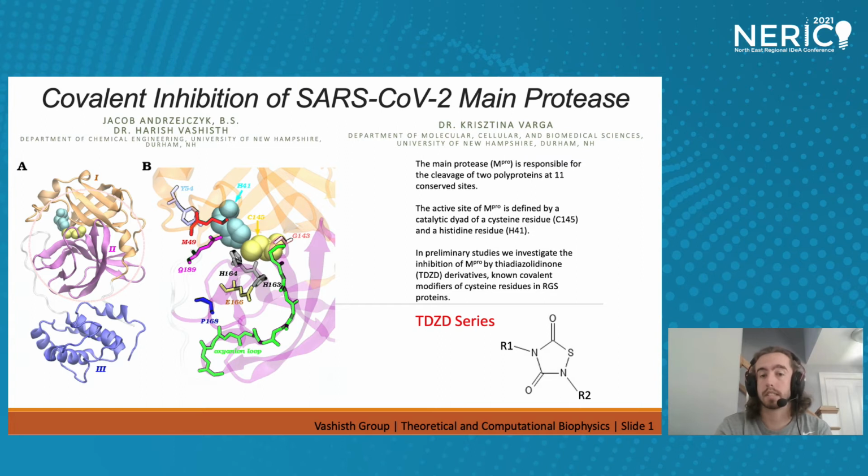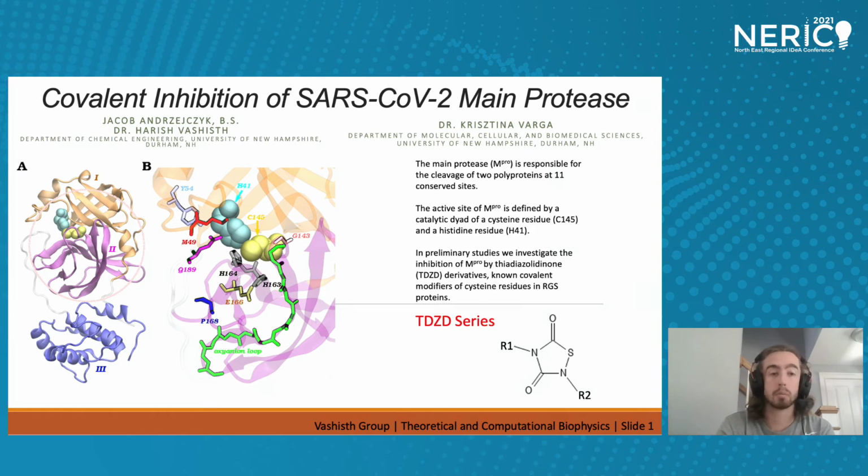We investigated TDZD derivatives, which are known covalent modifiers of cysteine residues in RGS proteins. In the bottom right, we present the generic structure of a TDZD molecule, where R1 and R2 are functional groups that can be either aromatic or aliphatic carbon chains.